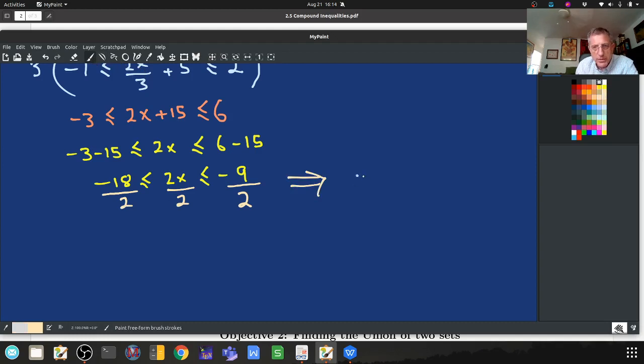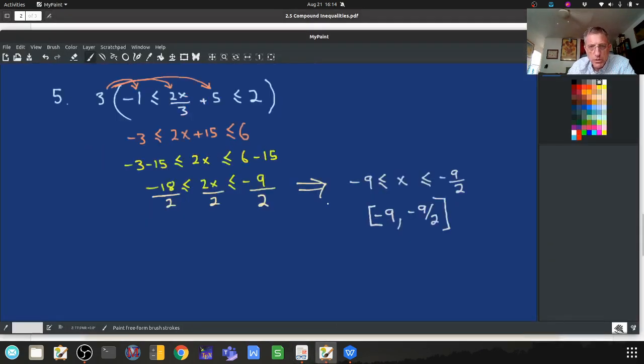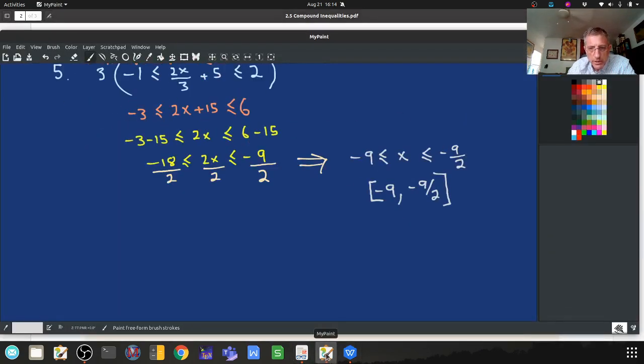So that's going to give me minus 18 divided by 2 is minus 9. 2x divided by 2 just leaves me x. And minus 9 divided by 2, we're going to leave that as just minus 9/2. You can write minus 4.5 if you want, but from here I can easily see from interval notation that x is greater than or equal to minus 5, but less than or equal to minus 9/2. Okay, not too bad. So objective 2, we can live with that, I believe.